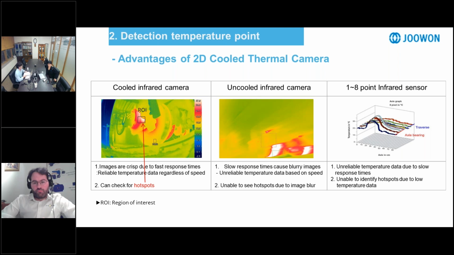So these are the actual images of the three methods. The first one is the cooled IR camera, and it has an ROI, and you can see it has a color difference. But in the case of the uncooled IR camera, it's very blurry because it can't capture at the same time at that speed.